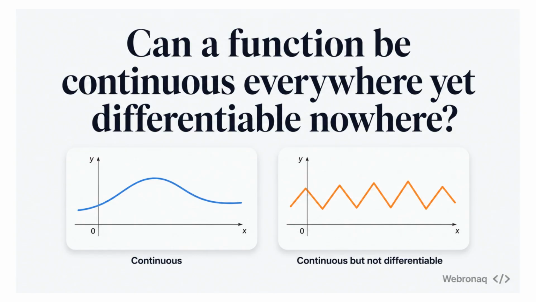A function can be perfectly continuous, no breaks, no jumps, no holes anywhere on its graph, and yet have no well-defined slope at any single point. Not one. That sounds impossible, but it is completely true, and it reveals that continuity and differentiability are two distinct mathematical ideas, not just two ways of saying the same thing. Understanding that difference is the whole point of this video.